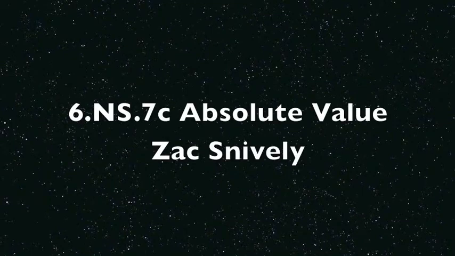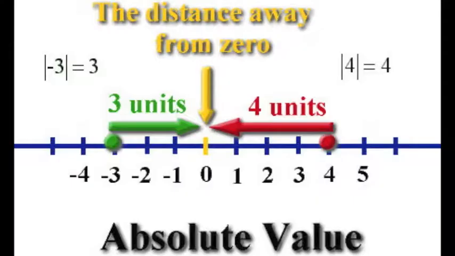Today we're going to be learning about the absolute value of a number. The absolute value of a number is the distance it is away from zero. So in this example, look at the green dot. It's at -3, which is 3 places away from zero. If we look at the red dot, it's at 4, so it is 4 places away from zero.